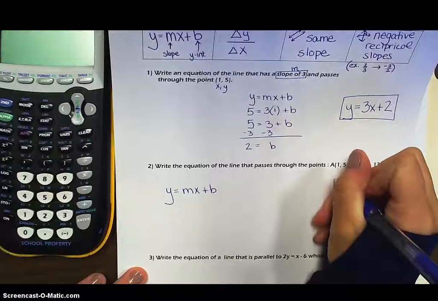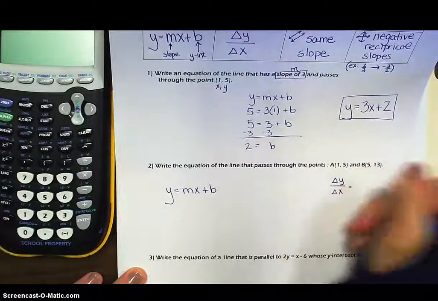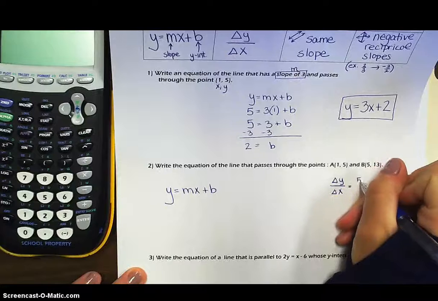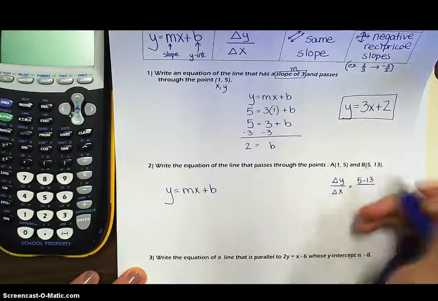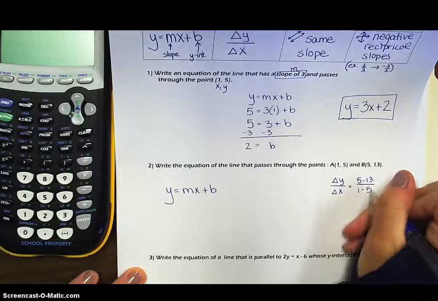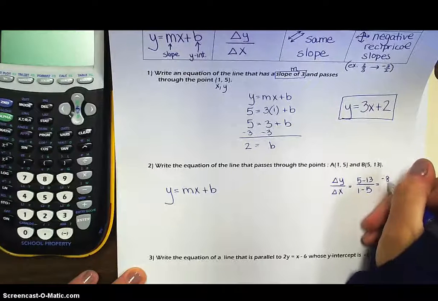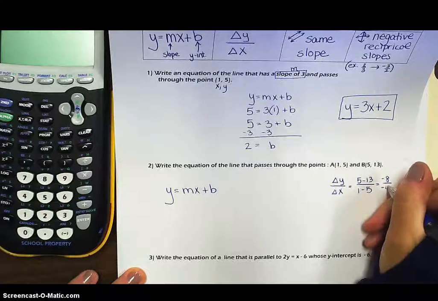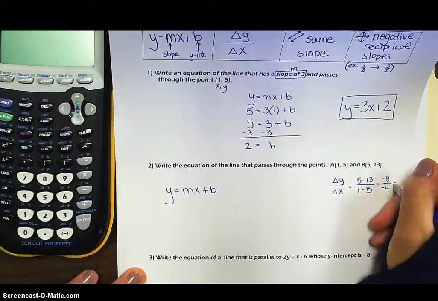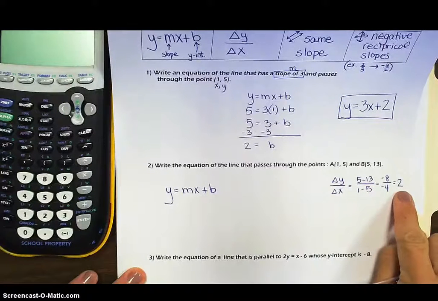Let's calculate the slope. So change in y over change in x. So 5 minus 13 all over change in x, 1 minus 5. So 5 minus 13 is negative 8. And 1 minus 5 is going to give me a negative 4. Negative 8 divided by negative 4 is a positive 2. So now I know my slope is going to be 2.